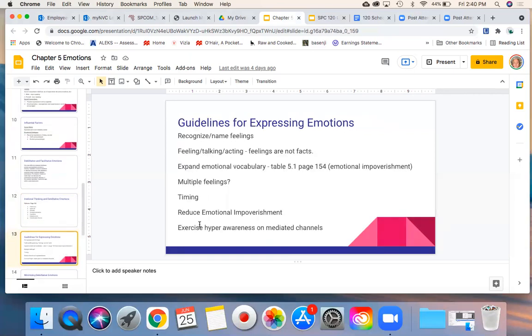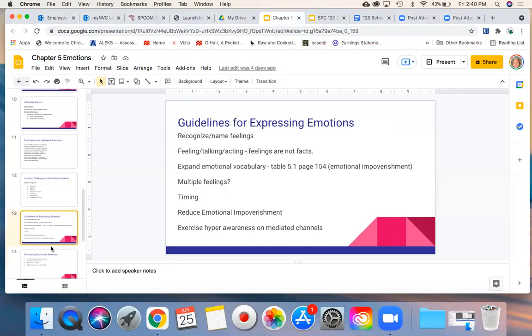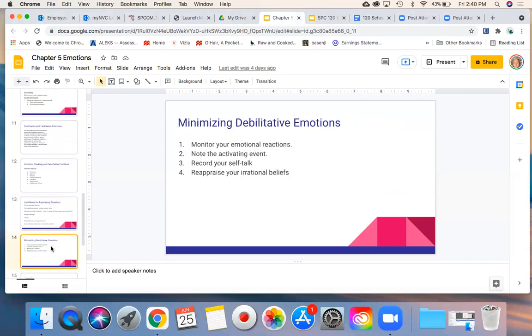And we talked about the guidelines already, because it was in order in the book. We talked about emotional empowerment. We talked about all these things, so I don't have to go through them. Exercise hyper awareness on mediated channels. That was the one I didn't talk about, but we talked about that in chapter 2.